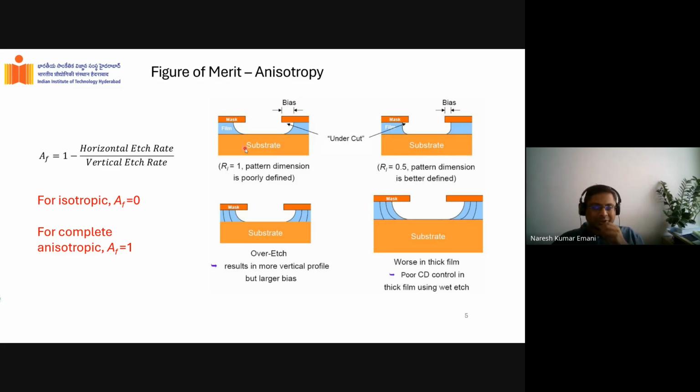There's also sometimes what we call a bias that happens. This is an interesting way of thinking about it. The idea is you are basically etching a film through a mask. So you're going to undercut, right? So why don't we make the mask opening slightly smaller?